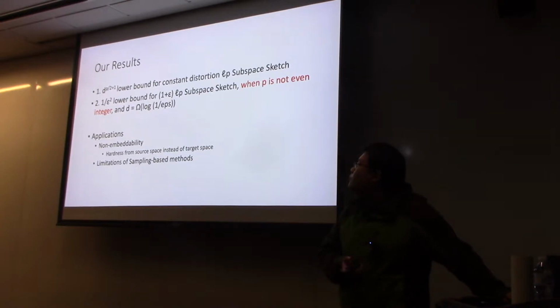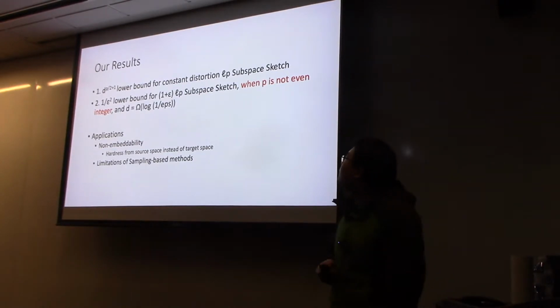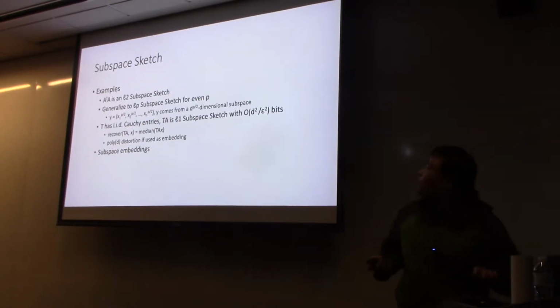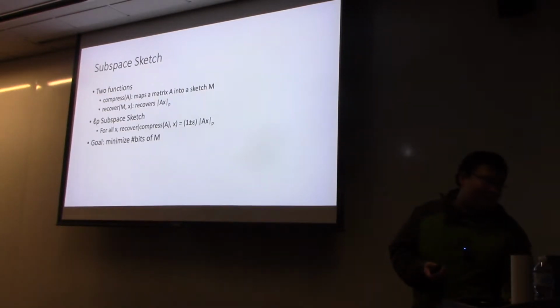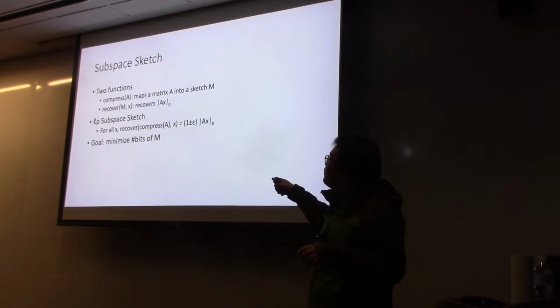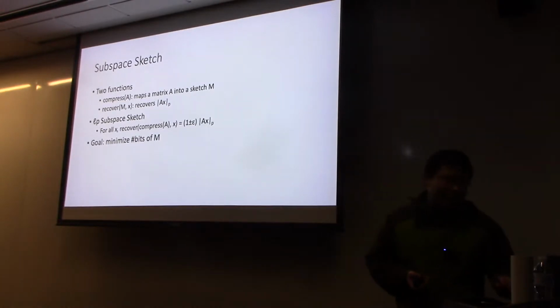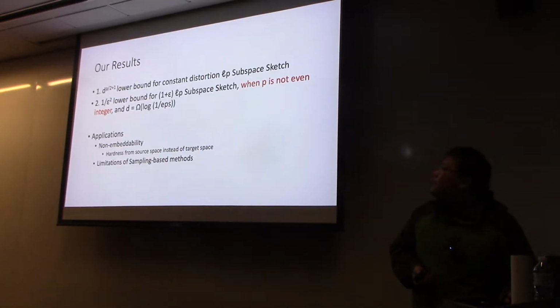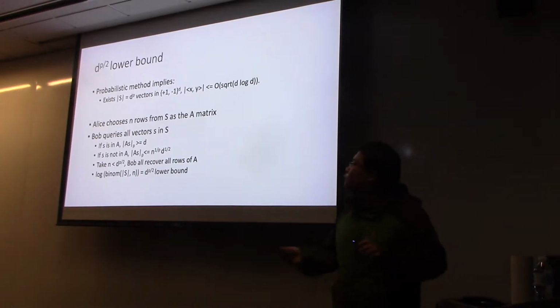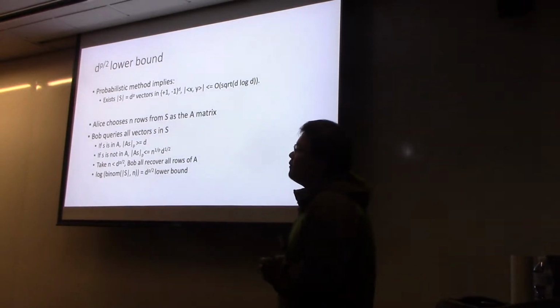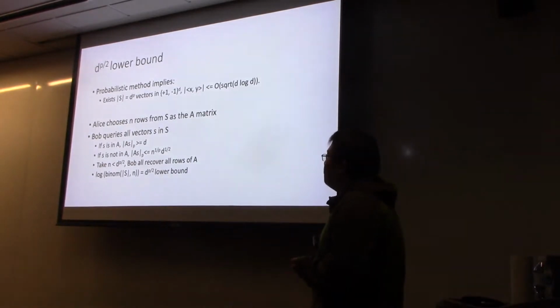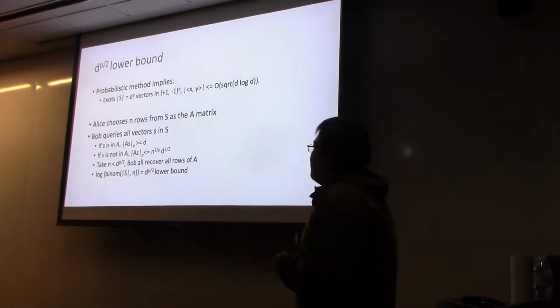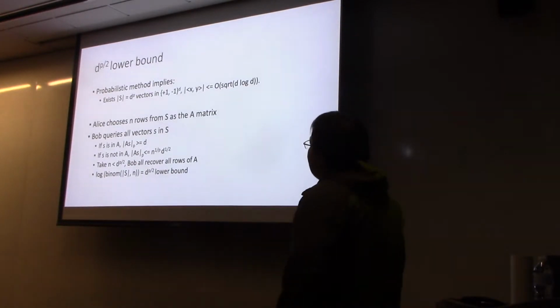So let's get into the technical parts of our proof. How can we show this lower bound? Because our definition of subspace sketch has a communication nature, one natural way to prove this is by communication complexity. Let's first show a d^(p/2) lower bound for constant distortion LP subspace sketch. And what's the idea? Well, the idea is actually very simple.